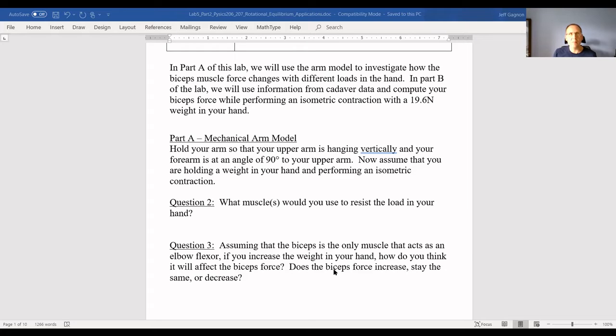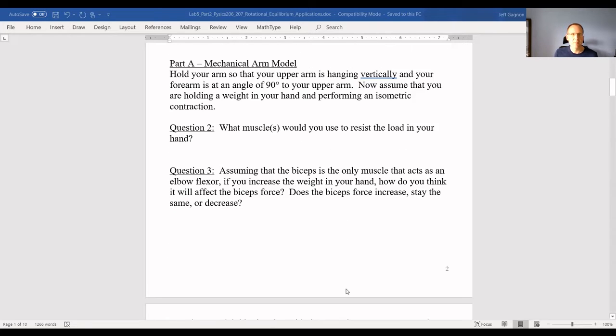And then we will look at the model. We'll actually perform this experiment and see what we get. But I just want you to predict what will happen. So as you increase the load in your hand, does that biceps force increase, decrease, or stay the same?